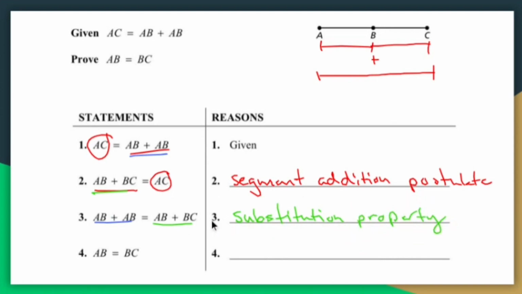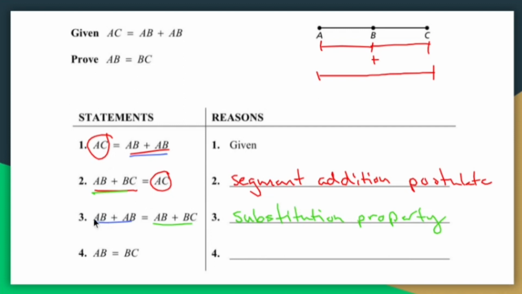Now, how did I do that? I replaced AC with AB plus BC. So technically, I could just write it out. I mean, either way, I wrote it out. You could also use the transitive property, but I already said substitution. We're leaving it at that.